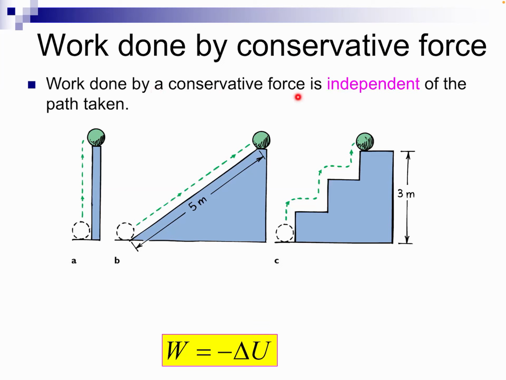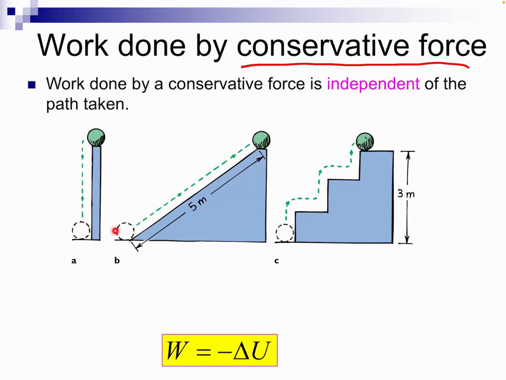So let's look at what we call a conservative force. First, let's look at what the conservative force is in relation to work, and then later on, let's define what a conservative force is. So work done by a conservative force is independent of the path taken. Gravitational force is an example of a conservative force.